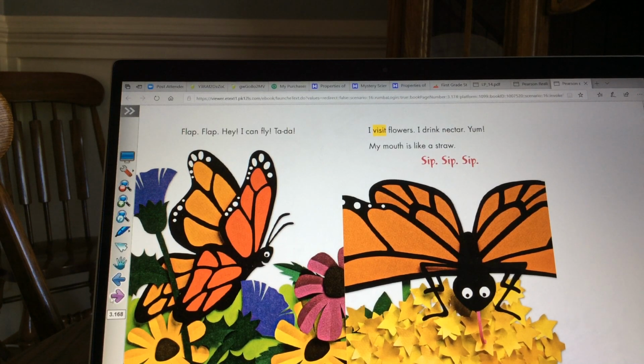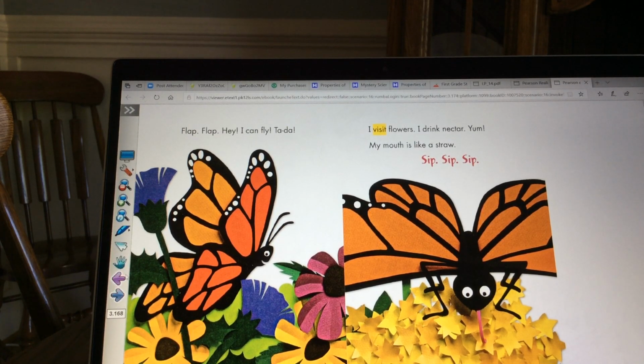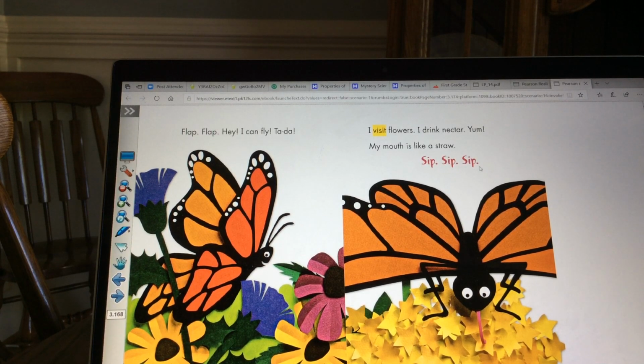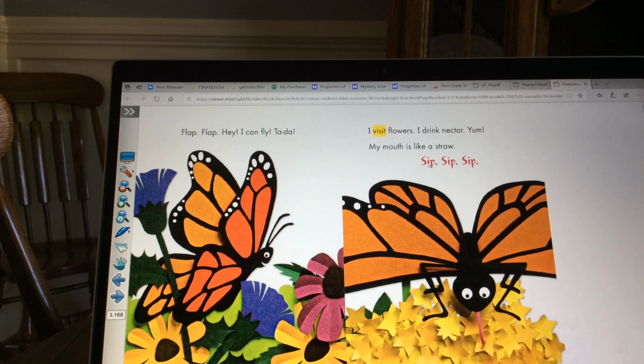"Fly, fly. Hey, I can fly. Ta-da! I visit flowers. I drink nectar. Yum. My mouth is like a straw. Sip, sip, sip." You notice how these words, sip, sip, sip, are in a different font? I also noticed that with the words munch, crunch, munch. I believe the author is using that as a text feature to let us know, as the reader, that these words are sound effects, like things you can hear. You could hear it.